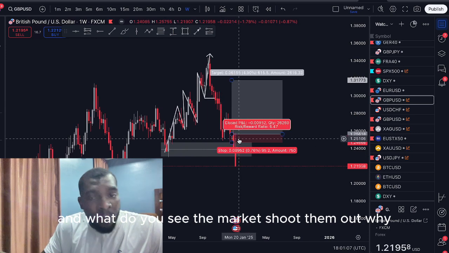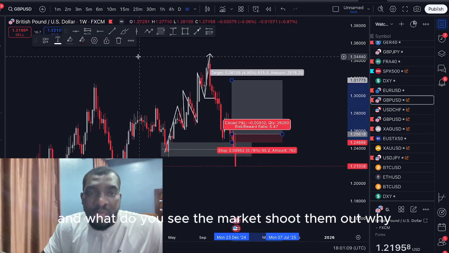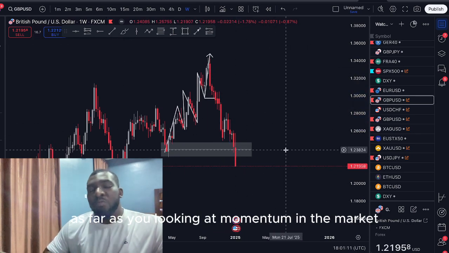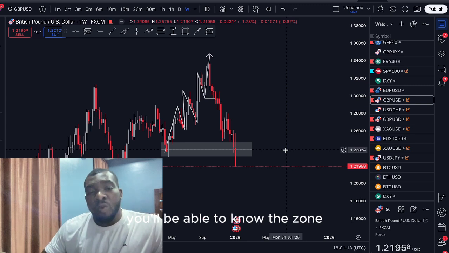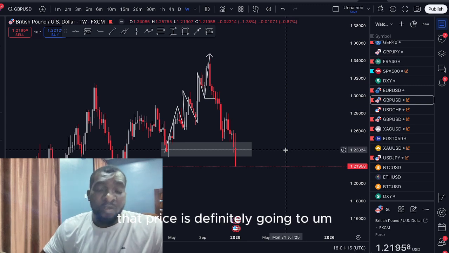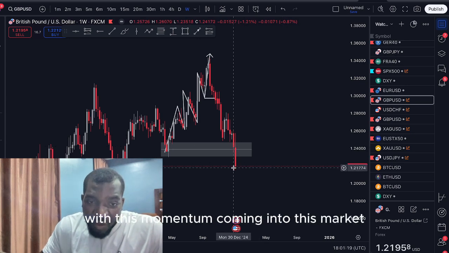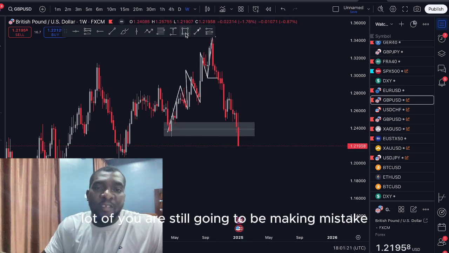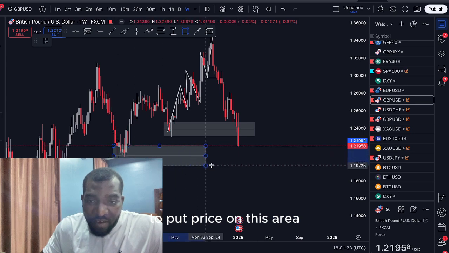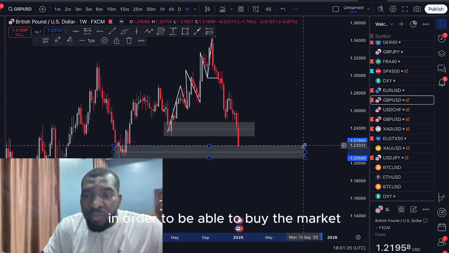And what do you see? The market took them out. Why? As far as you're looking at momentum in the market, you'll be able to know the zone that price is definitely going to react from. With this momentum coming into this market, a lot of people are still going to be making the mistake of putting price on this area in order to be able to buy the market.